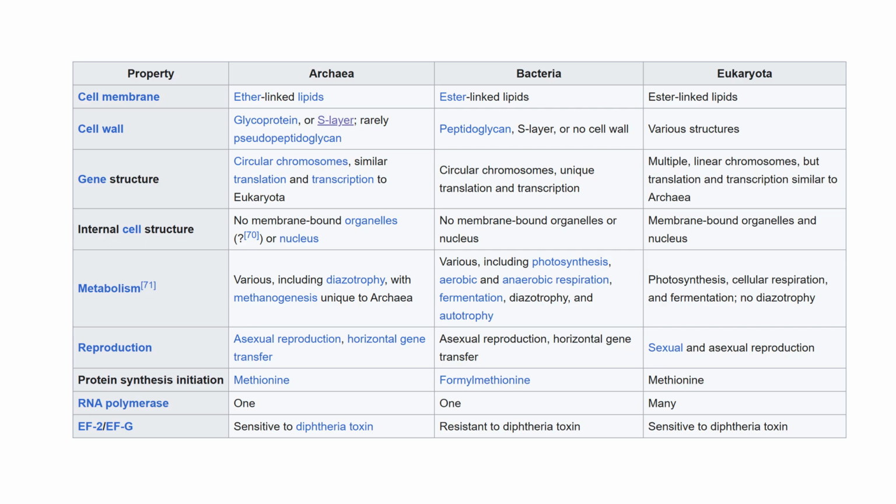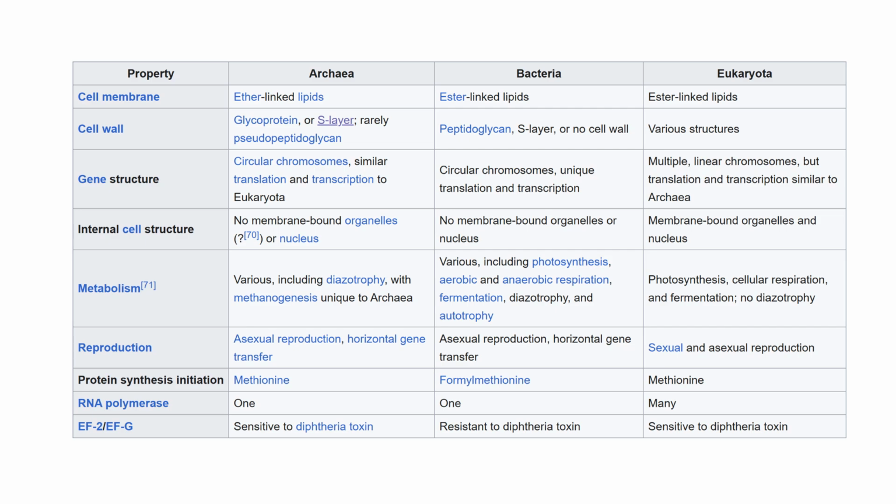Metabolism wise, you can see methanogenesis is one of the ways. Mainly archaebacteria rely on anaerobic respiration, and methanogenesis is one of the modes for anaerobic respiration. So it will use methane or other elements such as hydrogen gas and other things for creating energy. Bacteria can use aerobic, anaerobic respiration, fermentation, and so many other ways. And eukaryotes can do photosynthesis, again similar to bacteria.